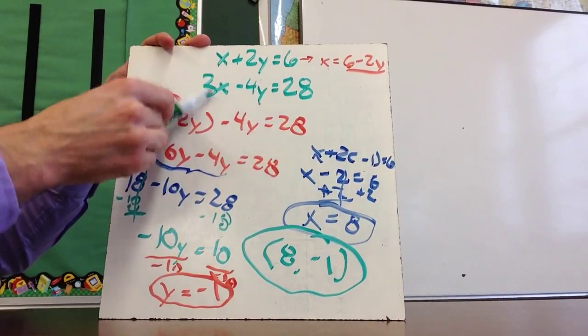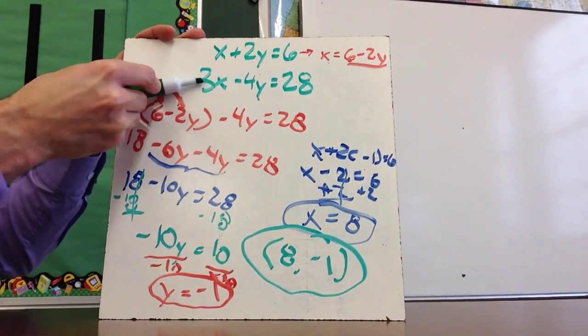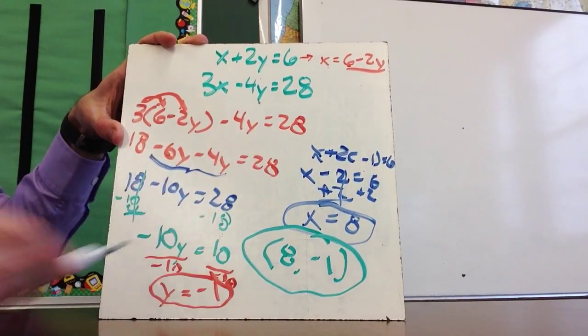So these two lines, because this is an equation of a line, and this is an equation of a line, these two lines share that point.